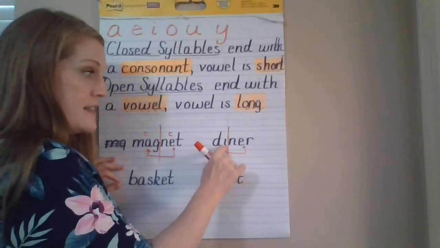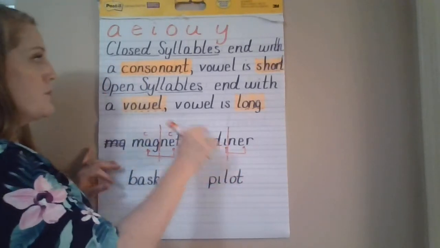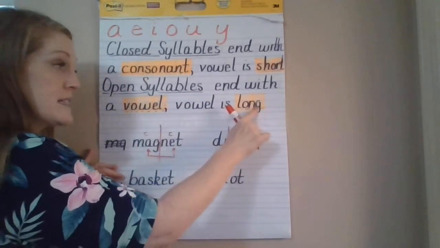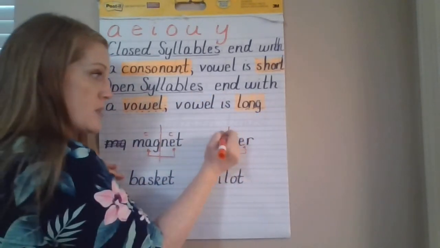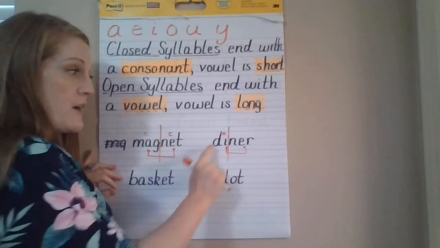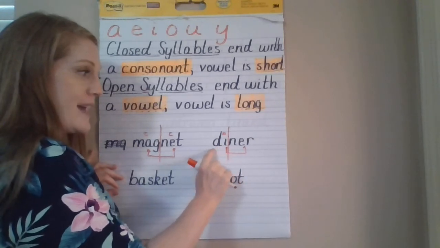This syllable ends with a vowel. Open syllables end with a vowel, and the vowel is long. So this is an open syllable. I'm going to mark it with an O. This I is going to be long. So if I read this syllable, it is D-I, die.